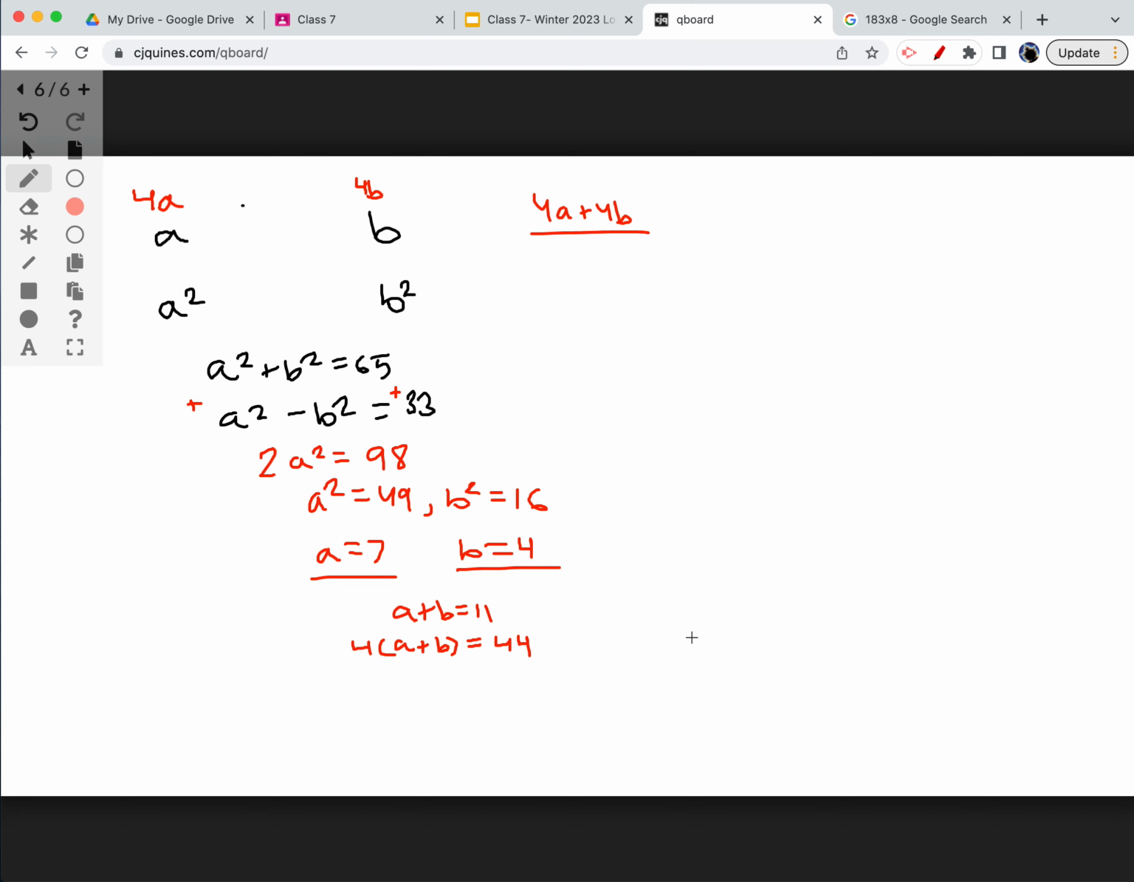So yeah, that's all there is to do for this problem. So does anyone have any questions about this one? No. Okay.